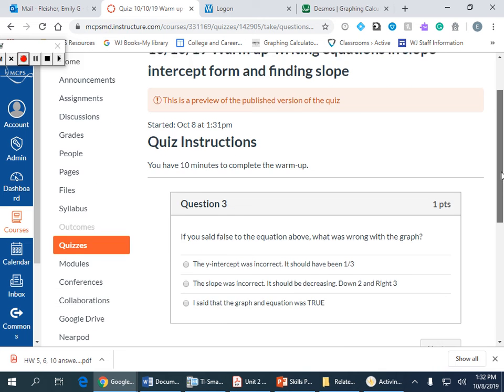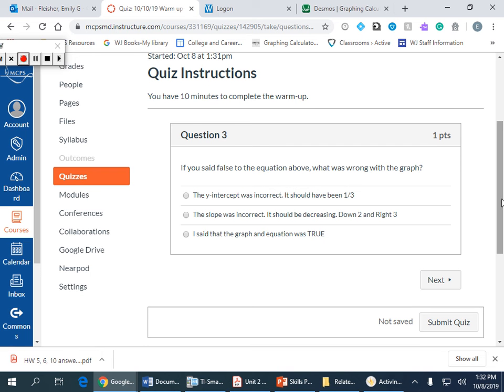The next question: if you said false to the equation above, what was wrong with it? Well, we just said that the slope was incorrect because it should have been decreasing, so we had to go down 2 and right 3. So you should have picked that middle choice.